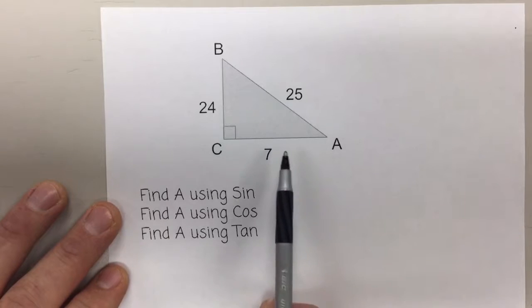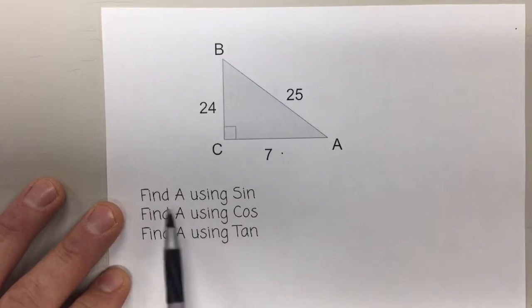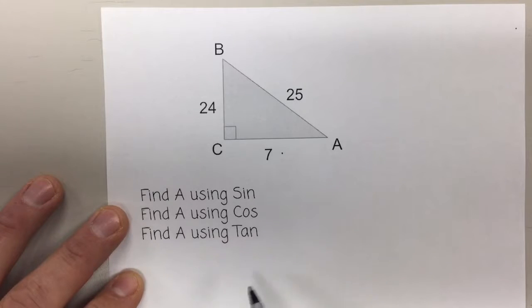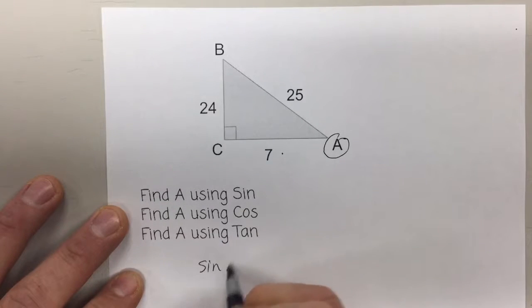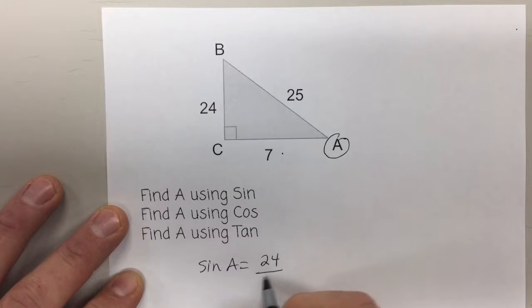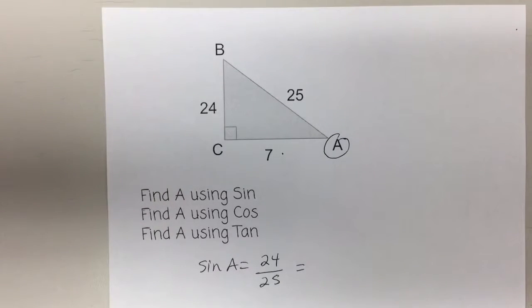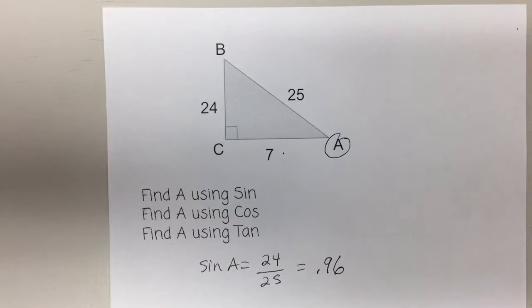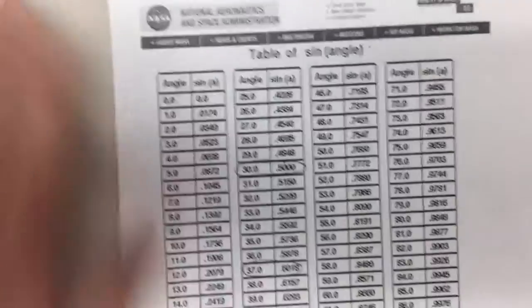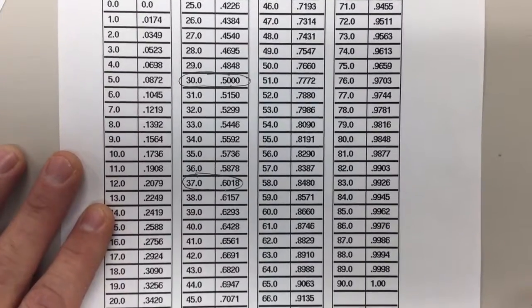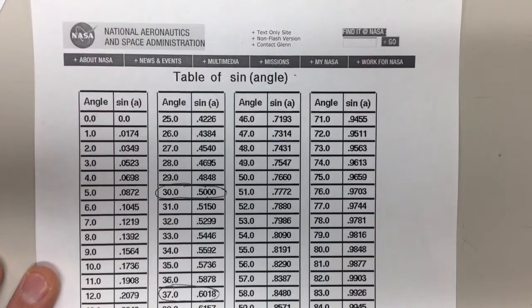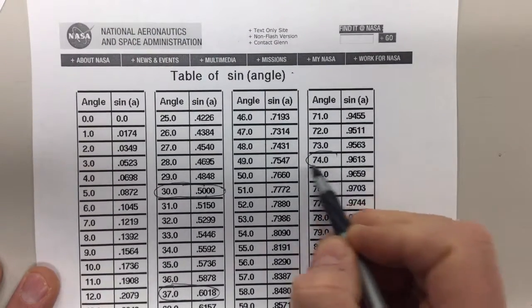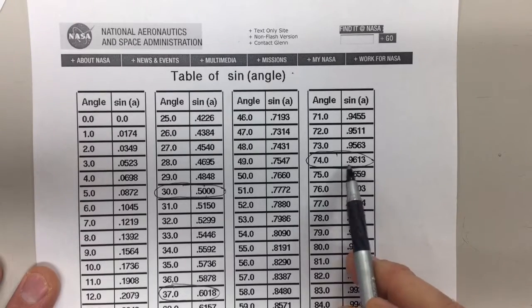For my last example, I've given you the entire triangle, all three sides, and first I want you to find A using sine. Well, sine of A equals opposite over hypotenuse. So I divide 24 divided by 25, and I get 0.96. So I need to look that up on the sine table. I'm looking for a sine of 0.96. You'll notice that this will be in the third column. This is as close as I can get, 0.9613. So the angle would be 74 degrees.